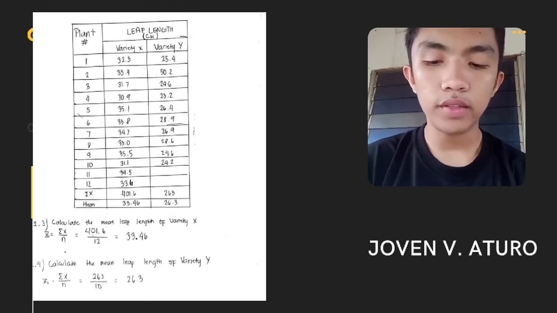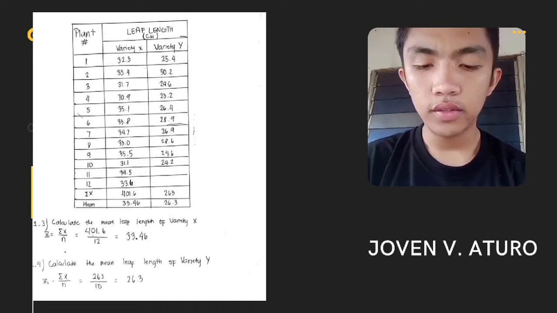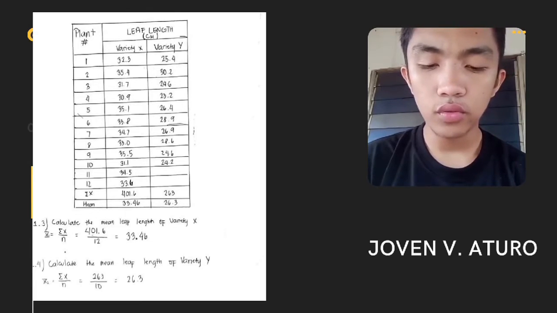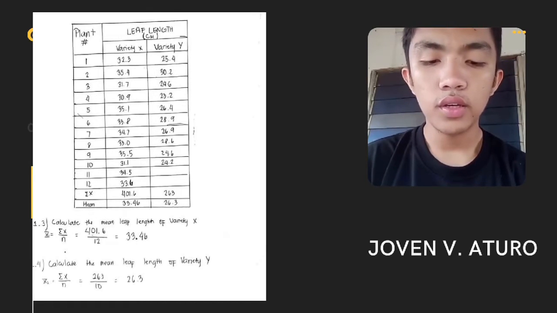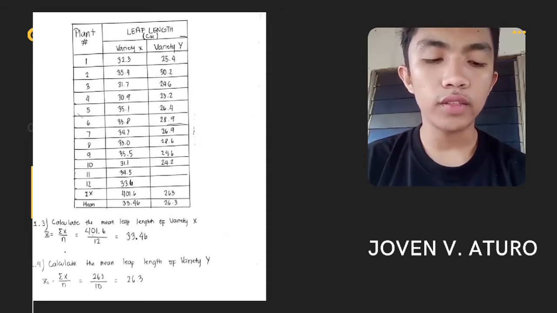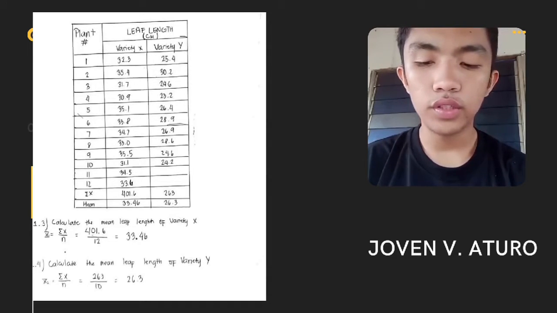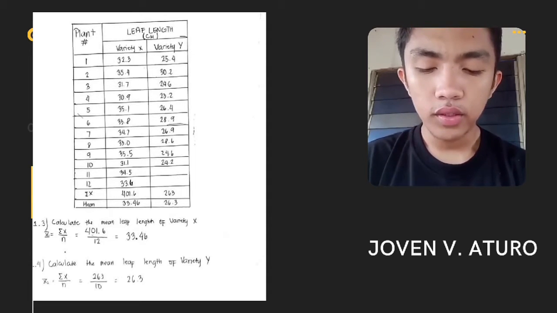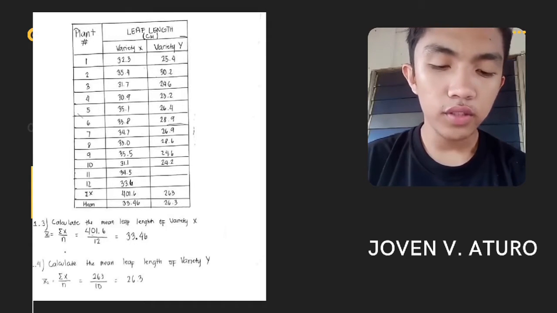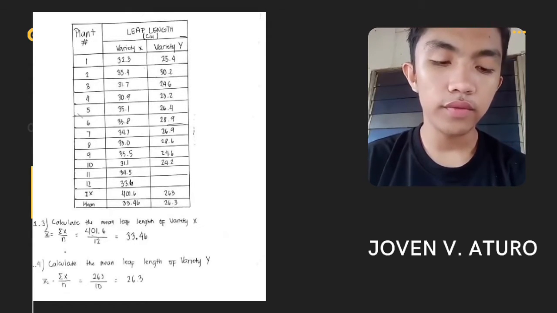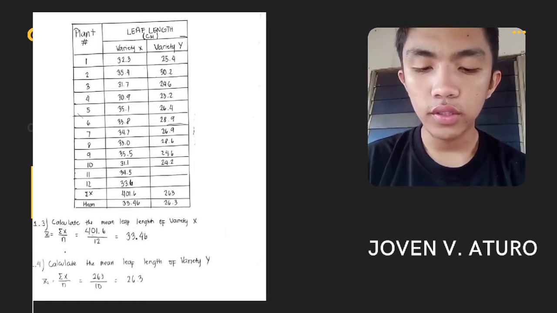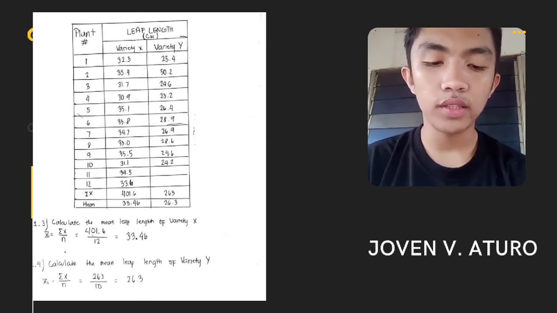There are 12 plants, so the sample size is 12. The mean is equal to 401.6, which is the total of variety x, over 12, which represents the sample size. We divide 401.6 by 12, and the result is 33.46. So the sample mean is 33.46.